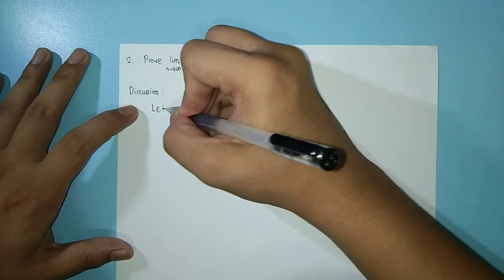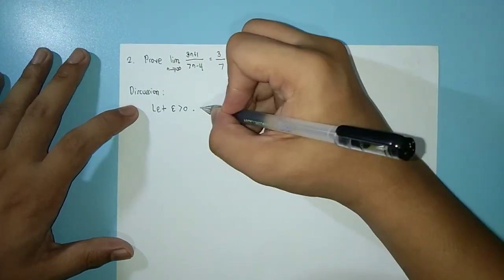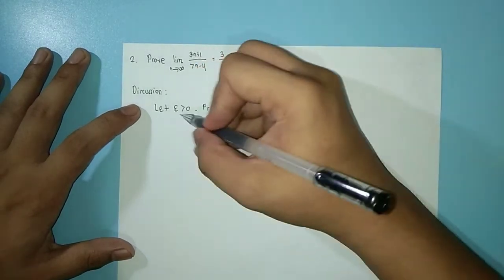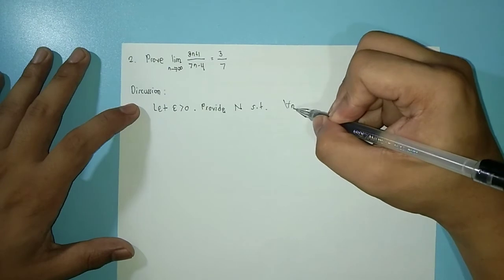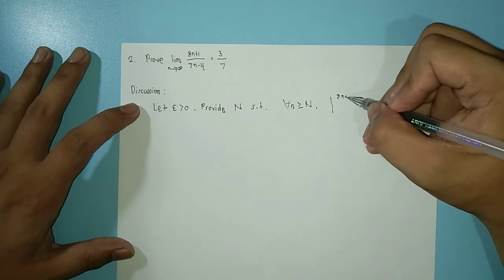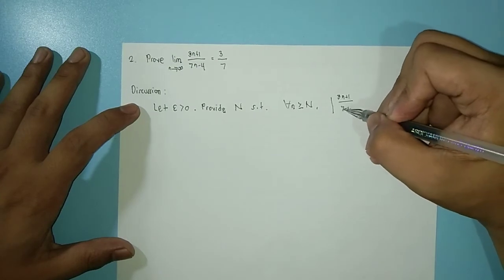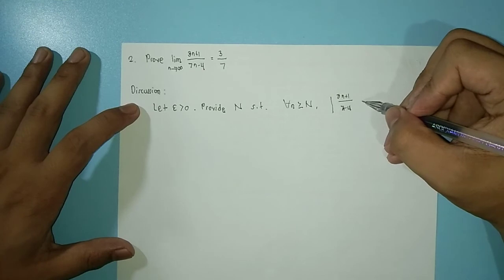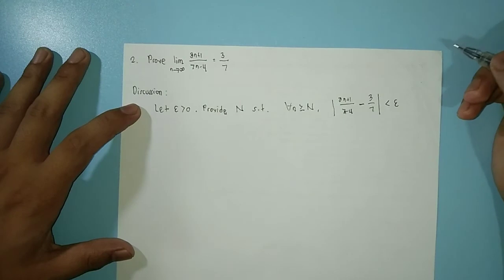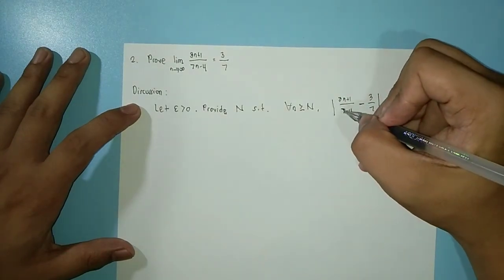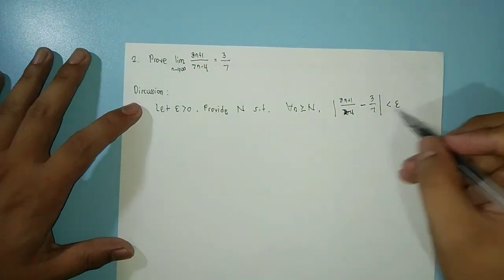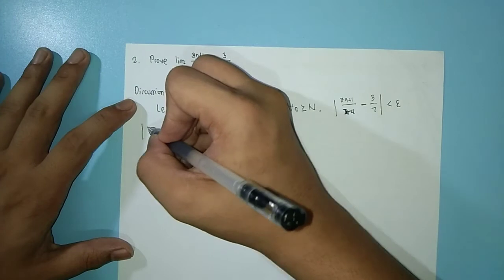So, let epsilon be greater than 0, we need to provide large N such that for all small n greater than or equal to large N, the distance between (3n + 1)/(7n - 4) and 3/7 becomes smaller than epsilon. So, hindi kita yung n. Basta 7n yun nandito, minus 4. Okay? Now, dito ulit tayo mag-start.